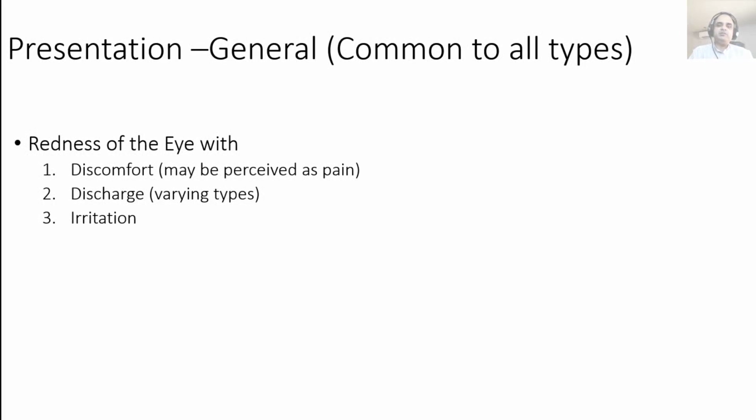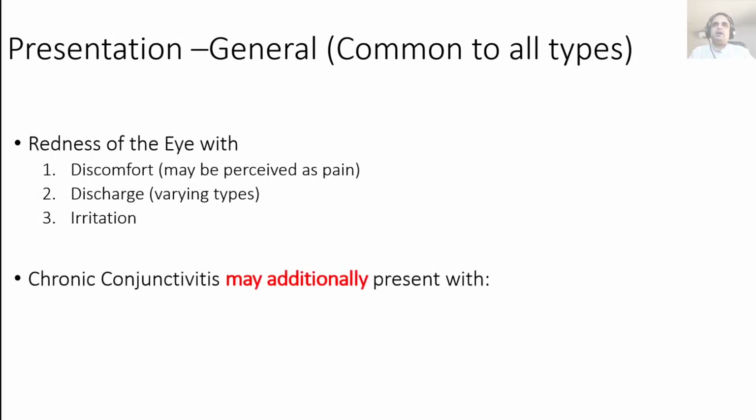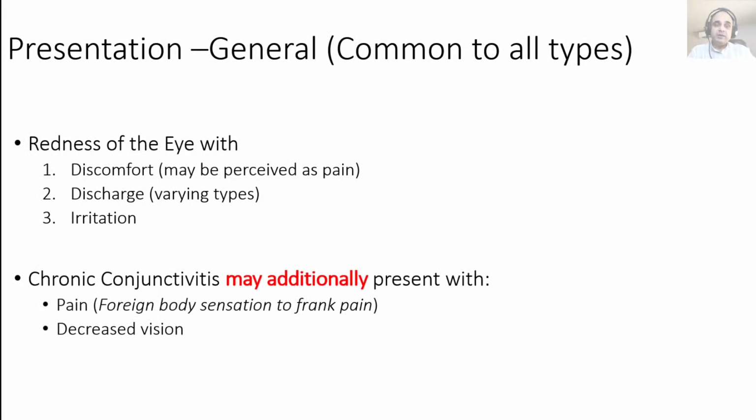And irritation is in part due to the inflammatory processes and also because of disruption of the tear film that we talked about. Chronic conjunctivitis, in addition to what we have already discussed, may also present with real pain, something that is between a foreign body sensation, something that you also feel in acute conjunctivitis, to frank pain and decreased vision as well. And we'll see why that happens as we talk about those disease entities.